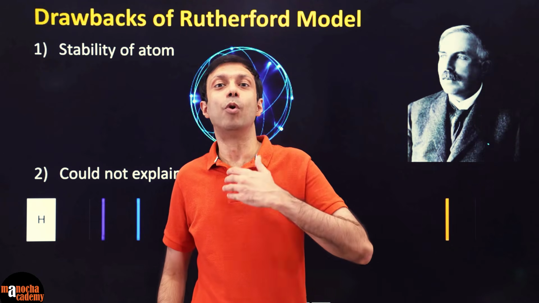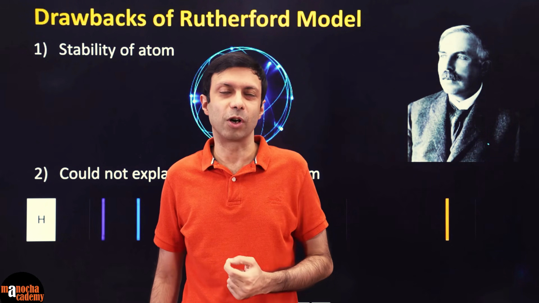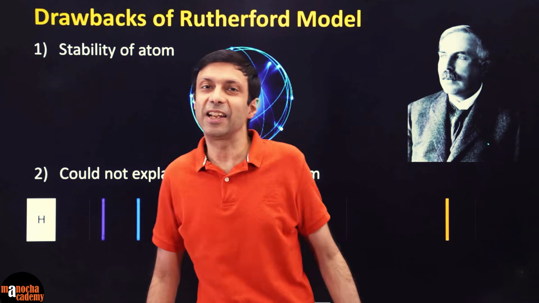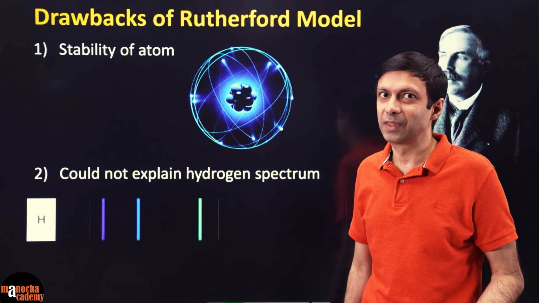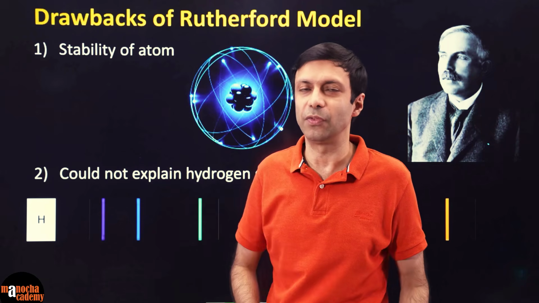Now, before we look at Bohr's model of the atom, let's talk about what was wrong with Rutherford's model of the atom. So why did Bohr propose a new model? Let's take a look at the drawbacks of the Rutherford's model of the atom. So the first drawback was it could not explain the stability of the atom.